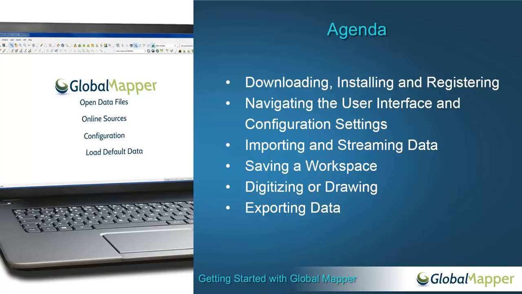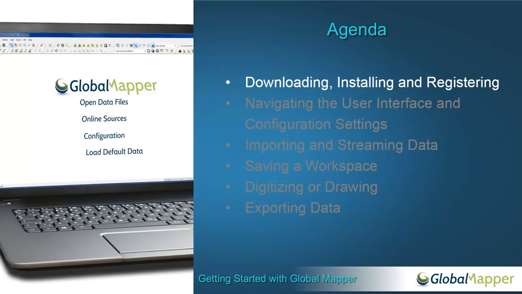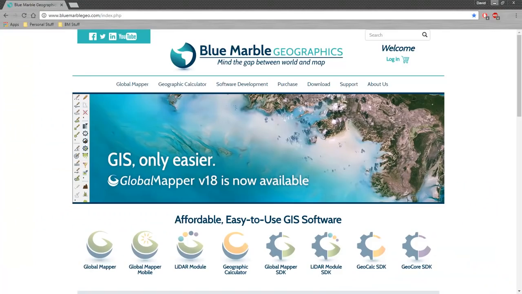So let's begin with the first bullet there, downloading and installing and registering Global Mapper. I'm going to begin this by actually bringing up the Blue Marble Geographics website. If you haven't been there already, bluemarblegeo.com, you can see the URL right at the top.